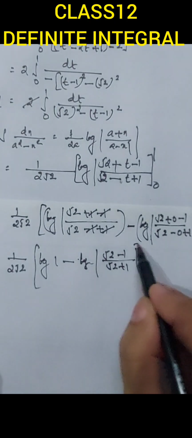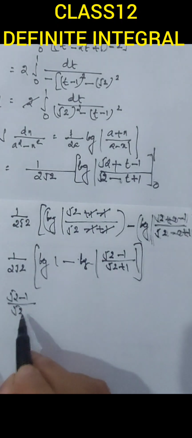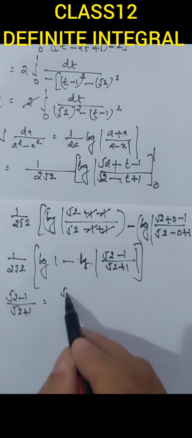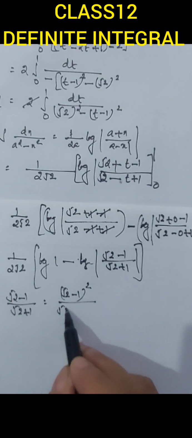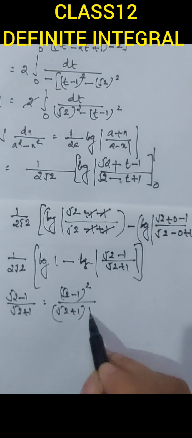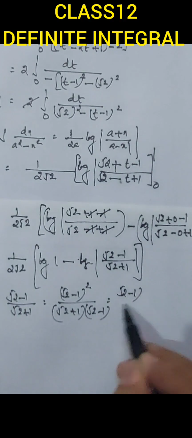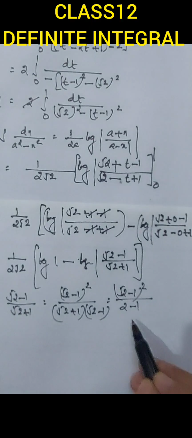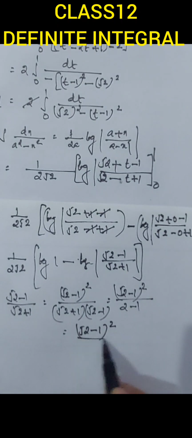Now rationalize this term, root 2 minus 1 divided by root 2 plus 1. Multiply the numerator and denominator with root 2 minus 1. So in the numerator it will become root 2 minus 1 the whole square, divided by, in the denominator, root 2 plus 1 into root 2 minus 1. That is root 2 minus 1 the whole square divided by, a plus b into a minus b will be a square minus b square. Denominator becomes 2 minus 1 is equal to 1. So this quantity is actually root 2 minus 1 the whole square.